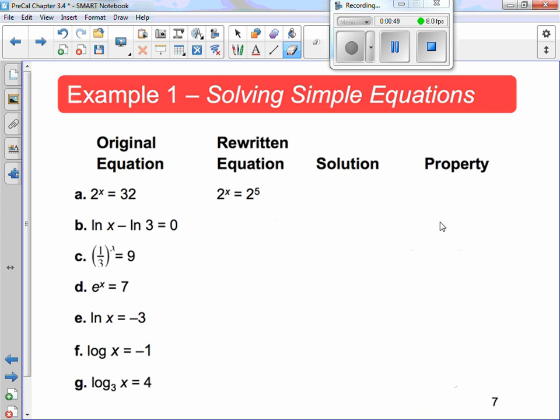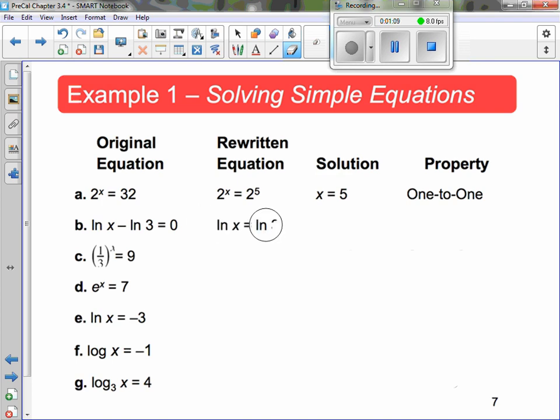So the first one here, we could use the one-to-one property, because 32 is 2 to the 5th. The bases are the same, so x is equal to 5. That's our one-to-one. Here, ln of x minus ln of 3 is equal to 0. Well, I can get it to be ln of x equals ln of 3, yes? Because I can add ln of 3 to both sides, and we get them equal to each other. Well, this here is one-to-one.